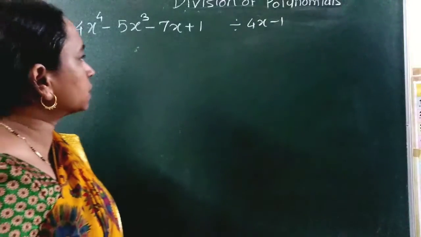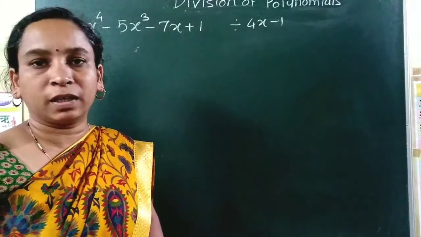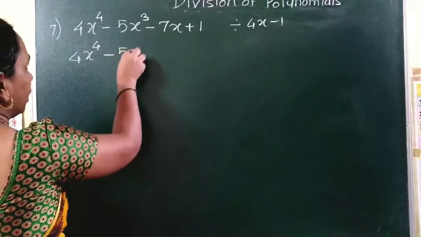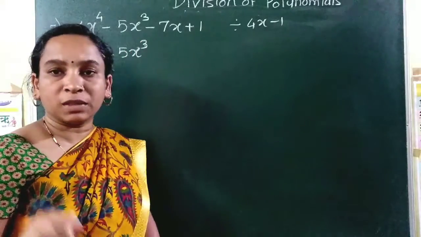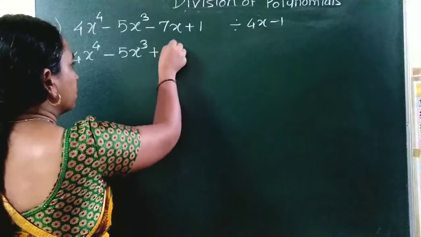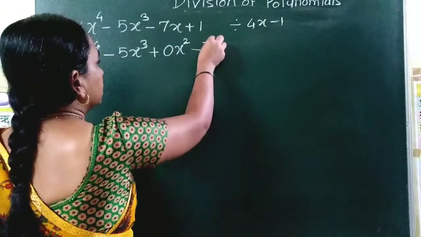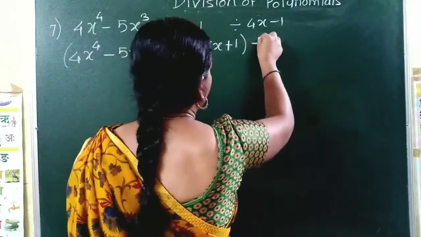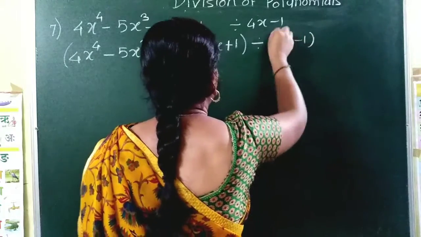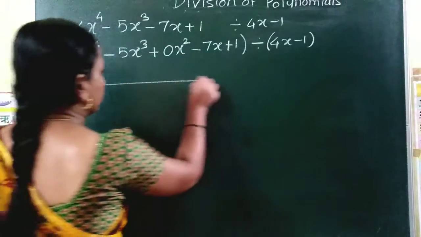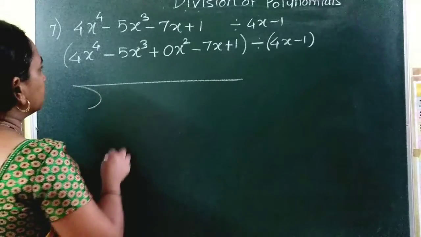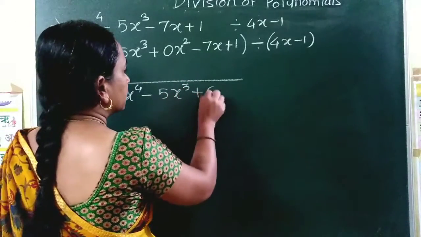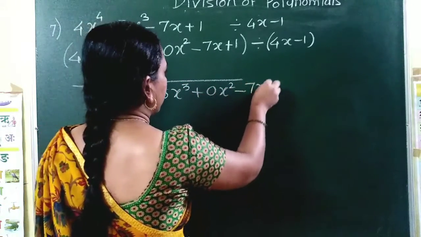Seventh example, in this seventh example, dividend, it's not in the index form. So we will write 4x raised to 4 minus 5x cube. X square term is missing. So with the help of a zero coefficient, I'll write the x square term minus 7x plus 1. It is divided by 4x minus 1. So we'll take the division of this. So 4x raised to 4 minus 5x cube plus 0x square minus 7x plus 1.